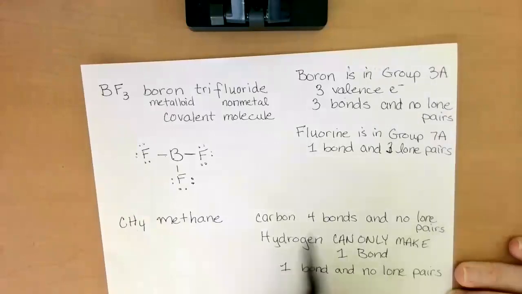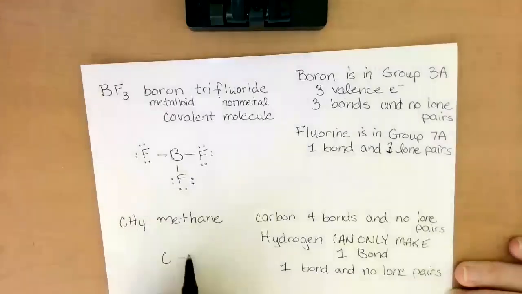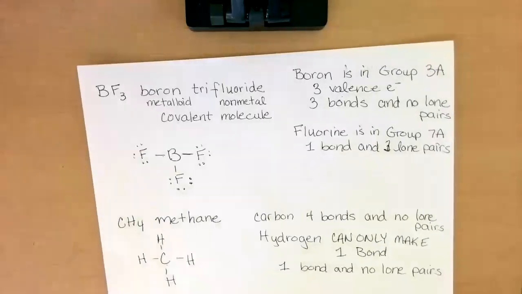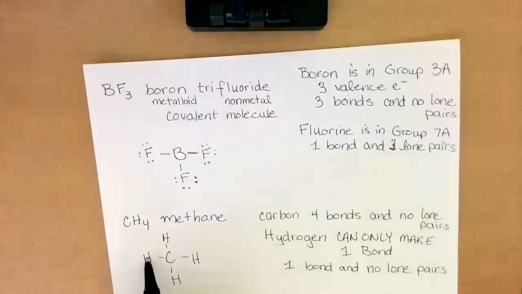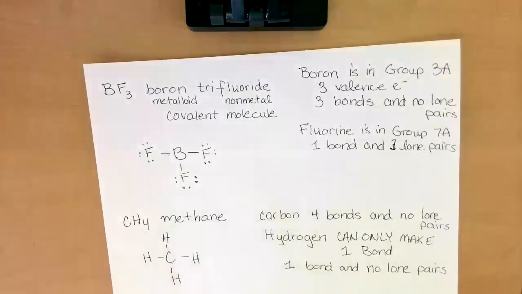Carbon wants the most bonds. I'll put him in the center. I'll put those hydrogen atoms around the outside. Carbon has used all 4 of his valence electrons. There are no extra electrons remaining. The hydrogen atoms have used their 1 electron that they possess, and there are no electrons left. Therefore, this molecule's Lewis structure is complete.